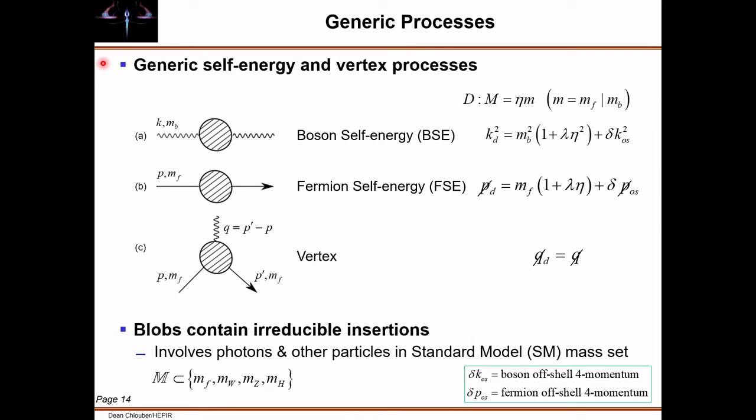Now let's move on to generic self-energy and vertex processes. For these three diagrams here, the blobs contain irreducible insertions, which in general involve photons and other particles in the standard model mass set, blackboard M. The incoming momenta for BSE and FSE processes become dressed in the blobs and may involve off-shell terms. For the vertex, the momentum transfer is invariant under a DCM transform.